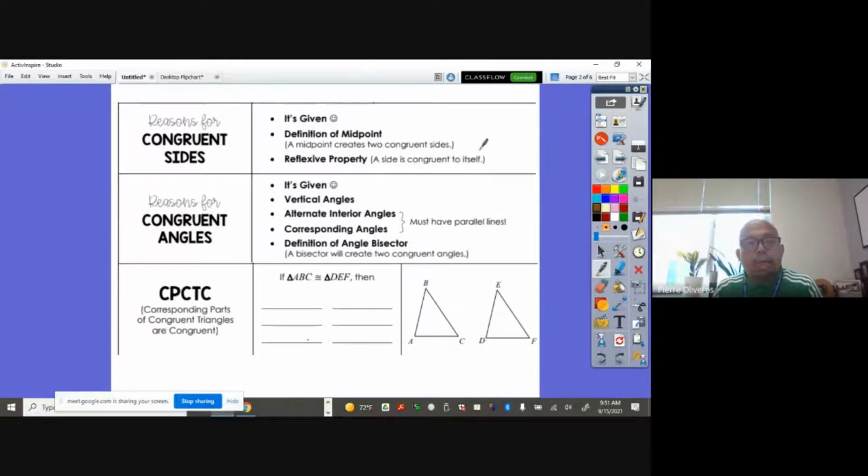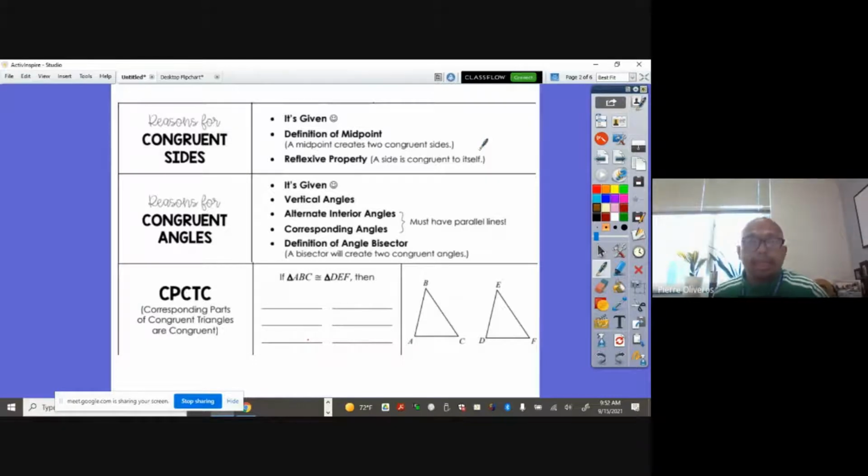Also, reasons for congruent angles. First, if it's given, it's nice to have it given. Vertical angles: they will not tell that to you, you have to see it on the illustration. Alternate interior angles and corresponding angles: it must be defined that the 2 lines are parallel, or you might be able to prove the vice versa, that the angles are congruent and then the lines are going to be parallel using the converse. And also the definition of angle bisector. This is the one that creates 2 congruent angles; it cuts the angle in half.